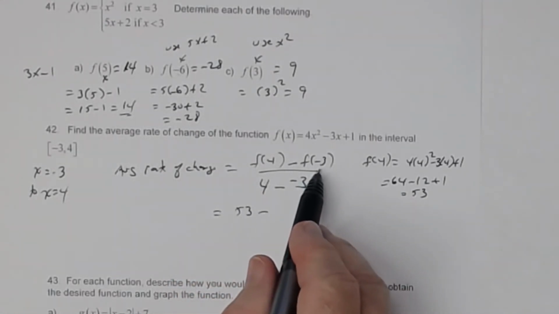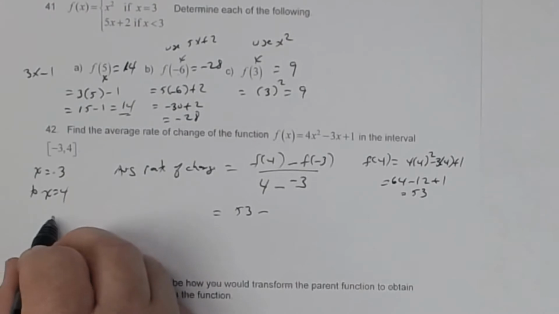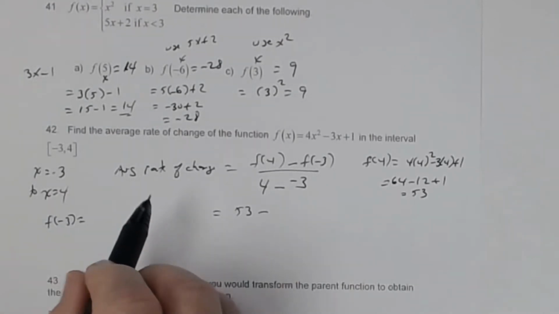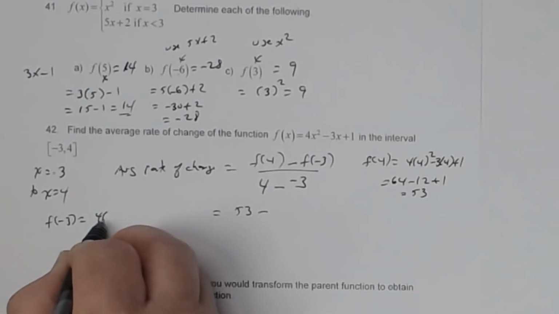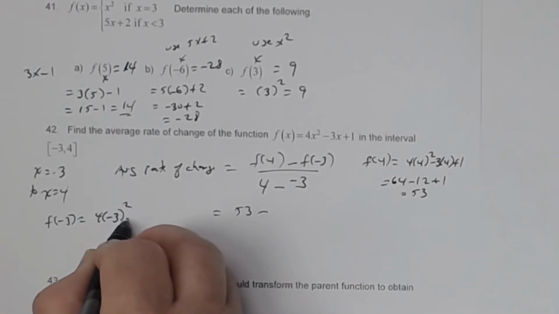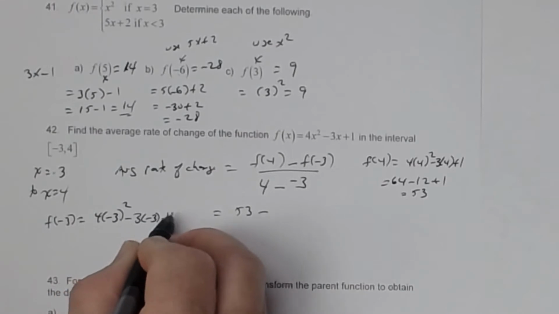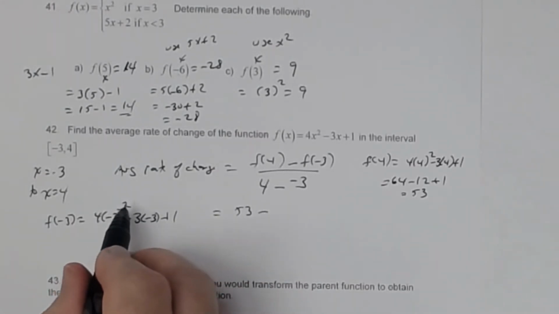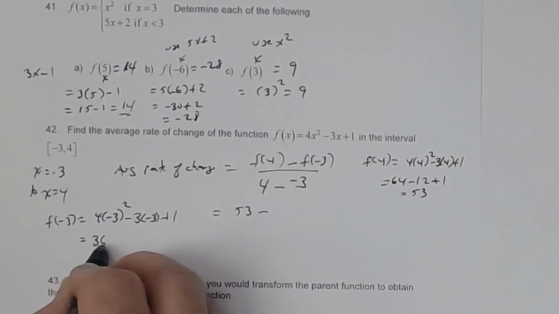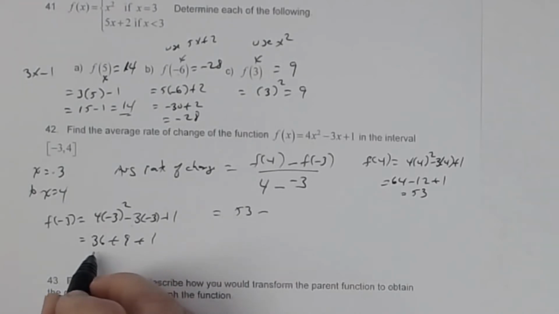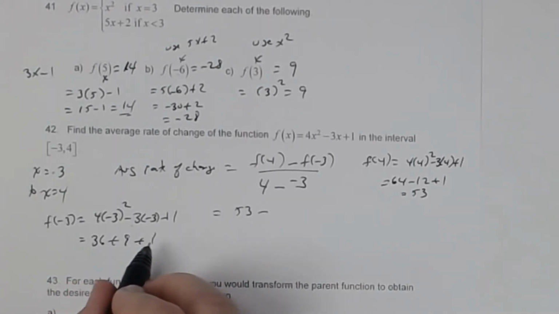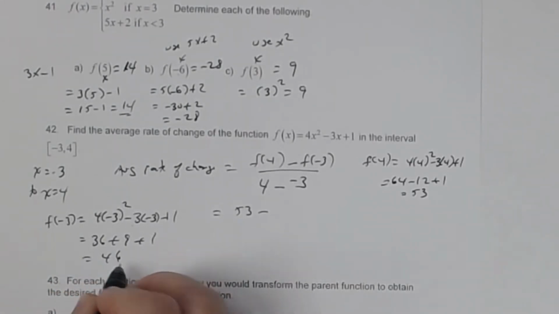And then you do the same thing for f of negative 3. Let me go and put that here. So f of negative 3 is going to be, wherever you see the variable x, you're going to substitute negative 3. So I get 4 times negative 3 squared minus 3 times negative 3 plus 1. Negative 3 squared is 9. 9 times 4 is 36. Negative 3 times negative 3 is a positive 9, and then plus 1. And we add those up, 36 plus 9 plus 1, you're going to get 46.